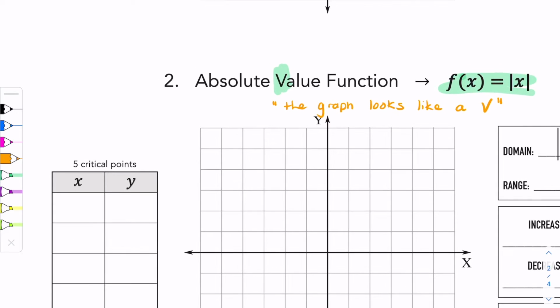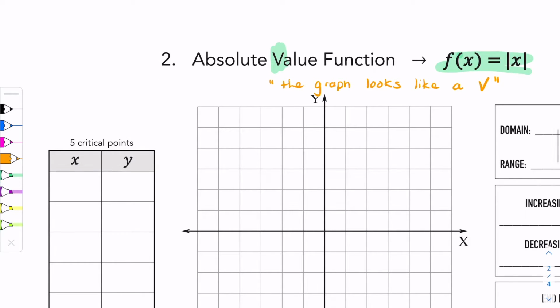We're going to do the same thing we did for a linear function. We're going to test 5 critical points, and we're going to test the same 5 that we started with on the previous one, the linear function. Negative 2, negative 1, 0, 1, and 2. We're evaluating these values in the function f of x is equal to the absolute value of x.